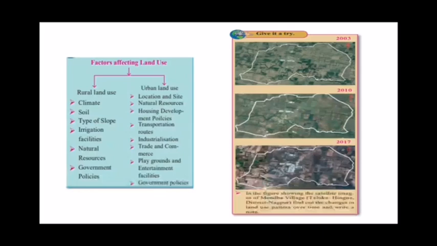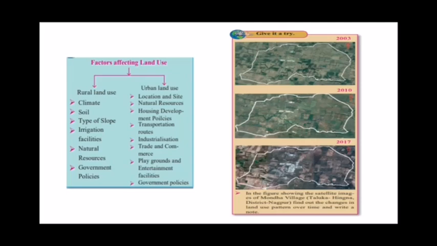In the urban areas, the factors that affect land use are location and site, where this place is located, then availability of natural resources, then housing development policies. There are different policies that are developed by the government. Then how the transportation routes are, then industrialization, trade and commerce, playgrounds and entertainment facilities, and government policies. These are the different factors that affect rural and urban land use.